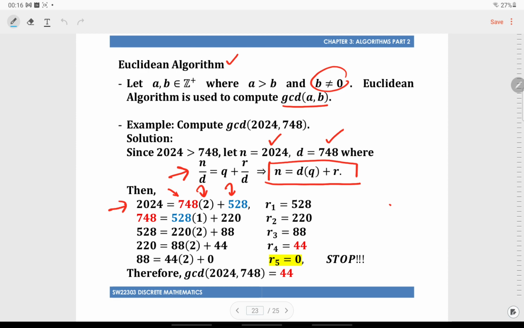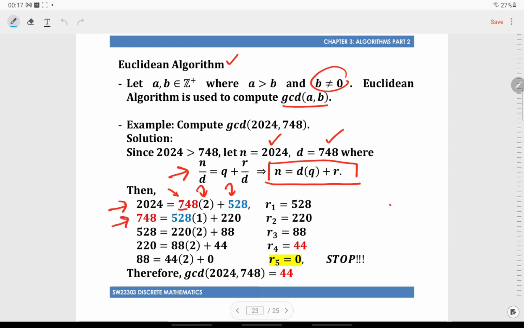Because the remainder is not equal to 0, this time we consider the remainder. In the previous examples, we considered the quotient: as long as the quotient is not equal to 0, we proceed. But in the Euclidean algorithm, we consider the value of the remainder. As long as the remainder is not equal to 0, we need to proceed until the remainder equals 0, then we stop. So in the first step, we have 2 as the quotient and 728 as the remainder.